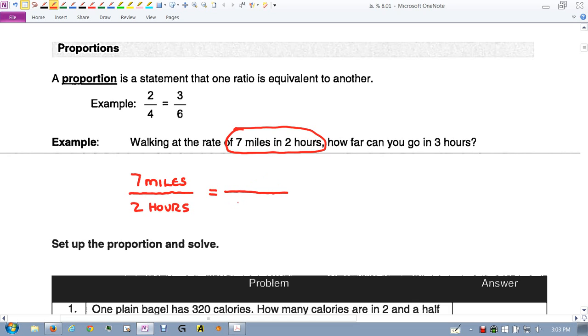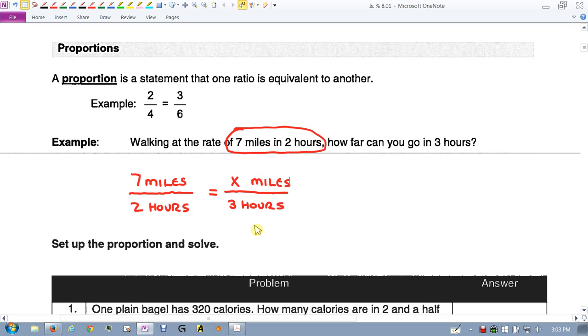how long am I interested in? 3 hours? And this is what I want to know, right? Which I'll call x. X miles in 3 hours. How far will you go in 3 hours? So the ratio or the proportion must be equal. 7 miles in 2 hours is proportional to some number of miles in 3 hours.